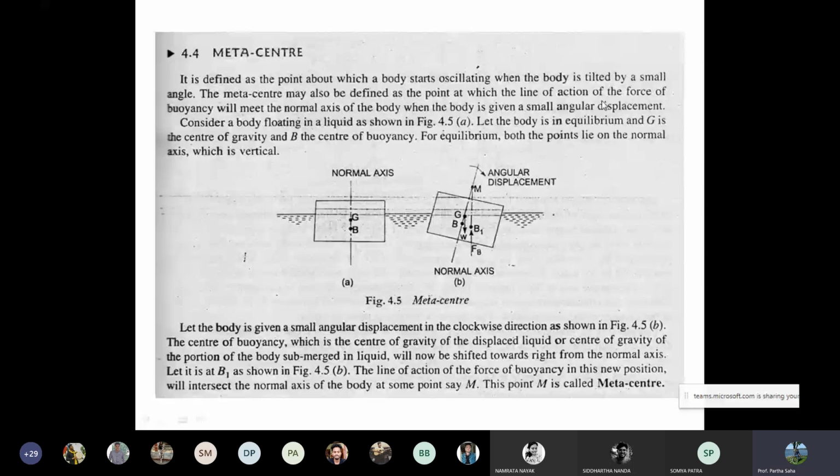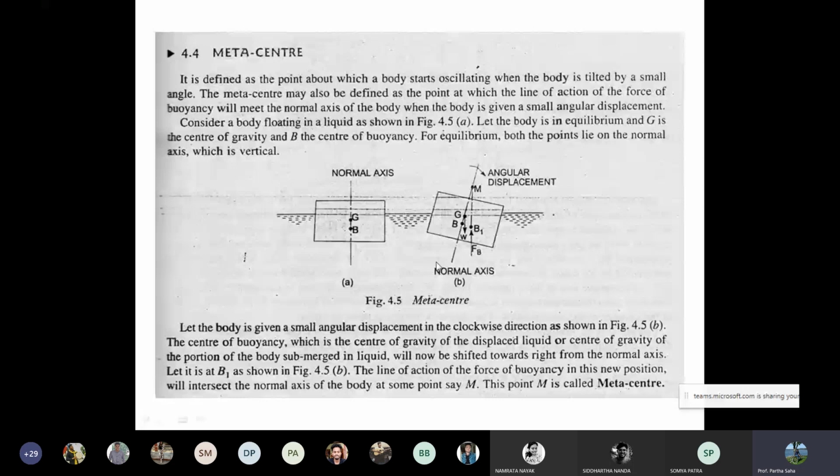Okay. So this is my buoyancy force. If I draw a vertical line, this was my initial normal axis, right? Now, since there is an angular displacement, the normal axis has also tilted. So if you draw a vertical line, the point of intersection is called the metacenter. Okay, so this is my metacenter. Now in this case, the metacenter is above the center of gravity, so this will be a stable condition.